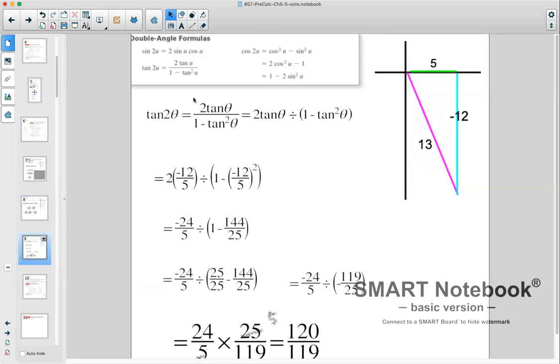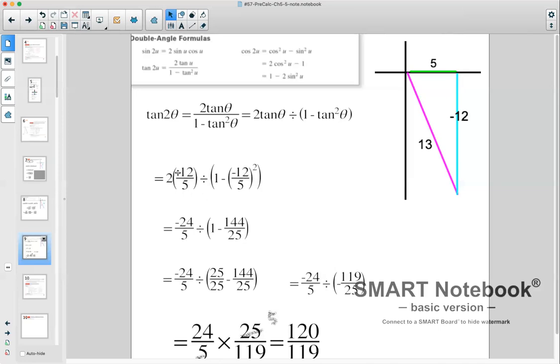Next one is tangent. Tangent 2 theta equals 2 tangent theta over 1 minus tangent squared theta, okay? In our activity, we wrote it down in the elementary way, instead of a fraction, and plug in 2 tangent theta, which is opposite over adjacent here, and multiply by 2, divided by 1 minus tangent squared theta. So we got tangent theta here. All you have to do is square it here. So 1 minus this value, and come up.